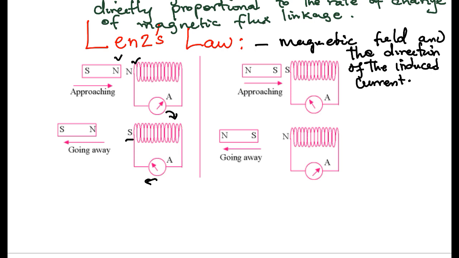For the second case, we have a South Pole approaching, and as a result, we induce a South Pole there. The pointer instead now deflects towards the left. When it is moved away or withdrawn, the pointer deflects towards the right, while there is an induced North Pole on the coil.